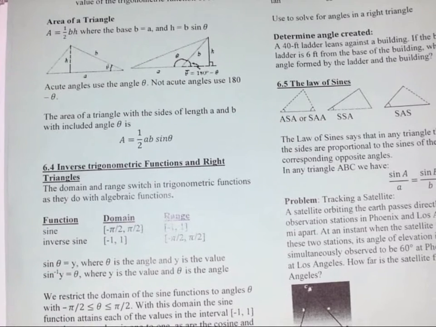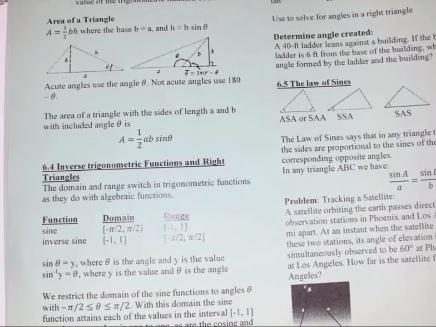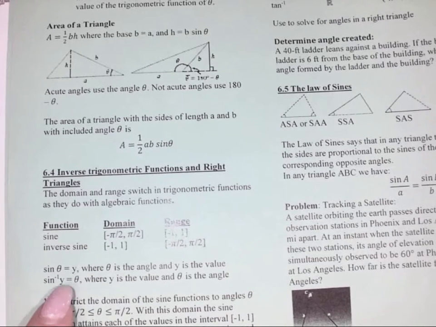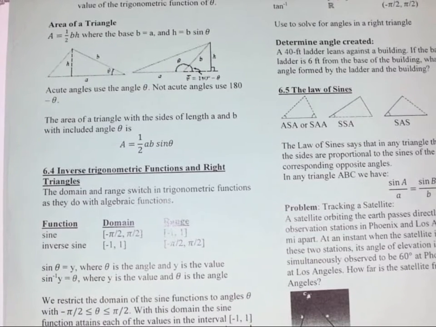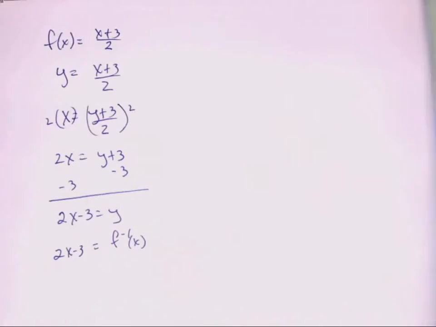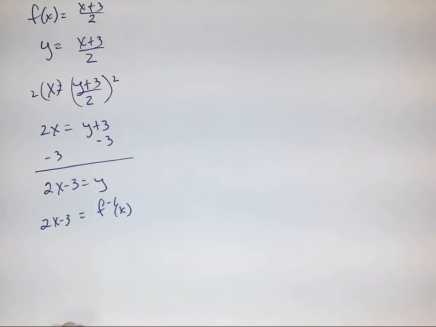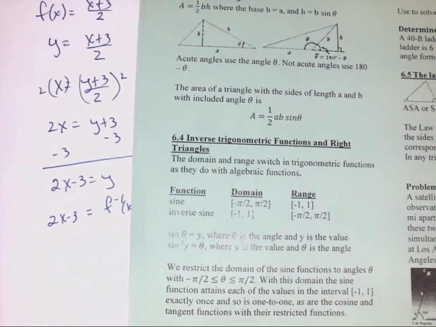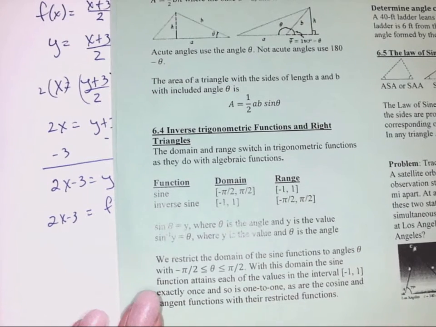So sine theta, remember, is equal to y, where theta is the angle and y is the value. The sine inverse of y is equal to theta, where y is the value and theta is the angle. So basically what happens is it kind of flips around. So we can actually find the value of our angle by knowing what the value is. So these two are basically flipping around.